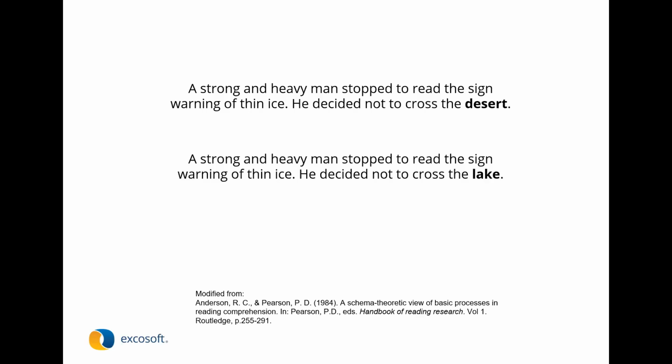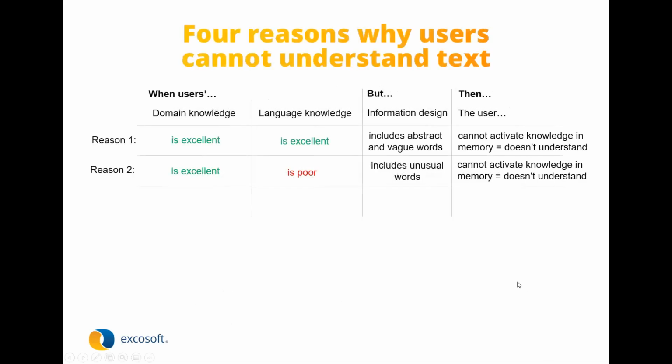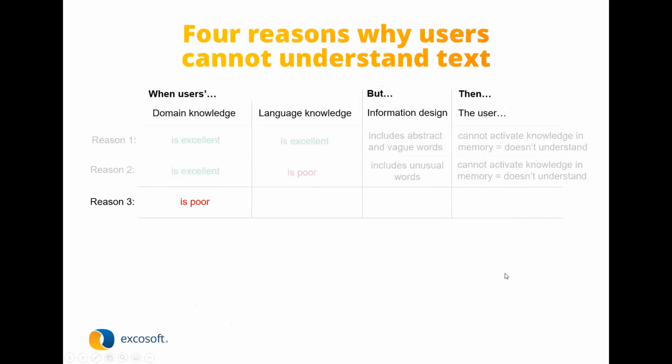In the first example, if you knew that in northern parts of Sweden there are actually deserts, and there are kind of ponds in the desert, and during the winter they get icy. So if you knew about that particular domain in northern parts of Sweden, then the first example would make perfect sense. So the thing here is then that if users' domain knowledge is poor, you don't know about Swedish deserts, about how they would behave.